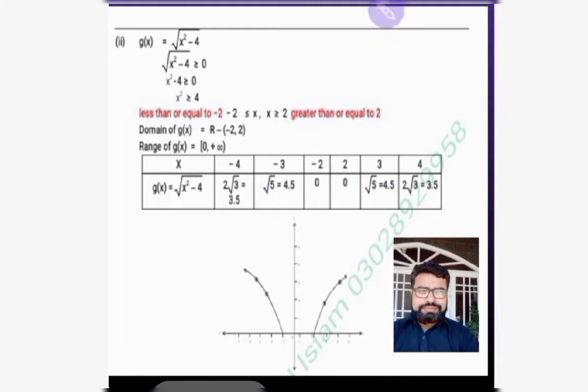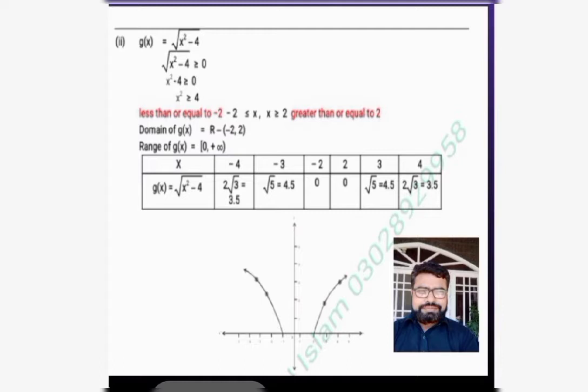Domain's definition in descriptive language: the values which we will put in the function, it satisfies the function. Satisfies means, in mathematics, that the answer must be a real number. The answer should not be a complex number.